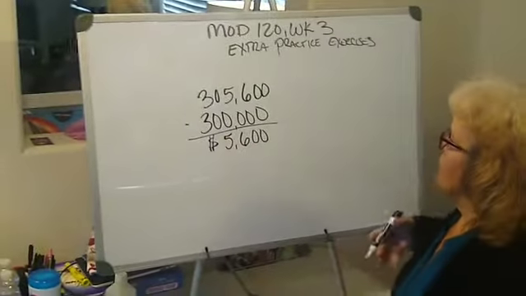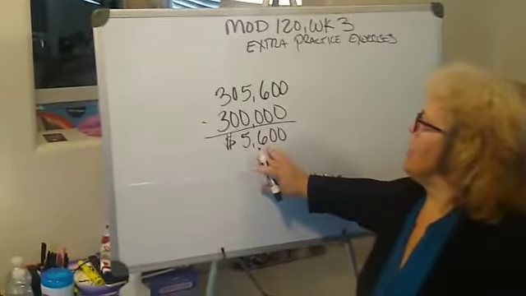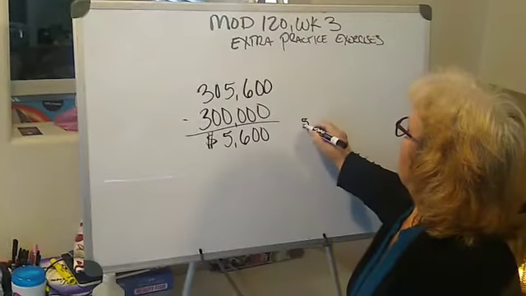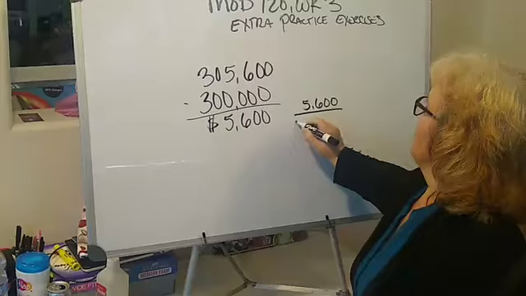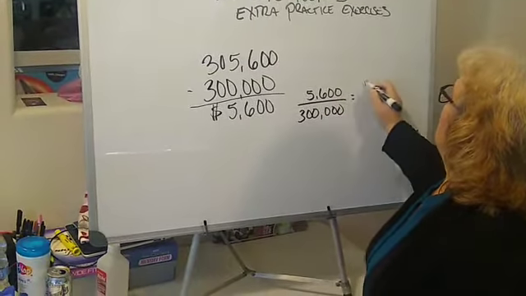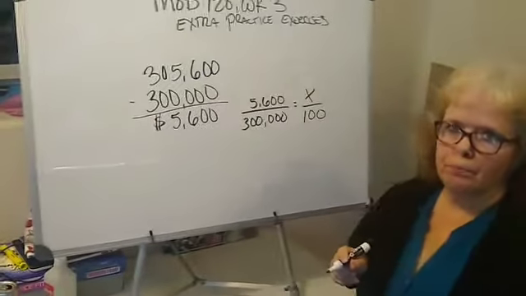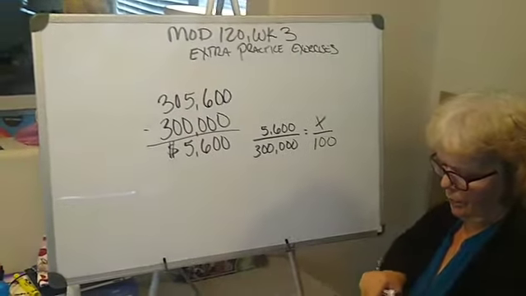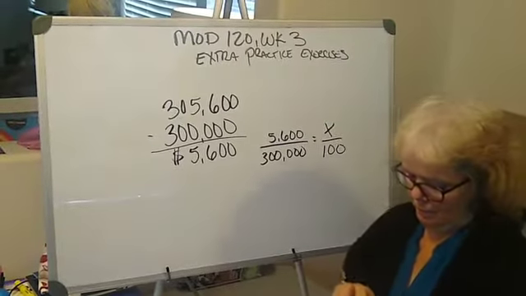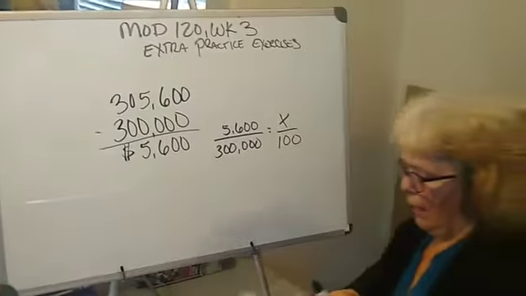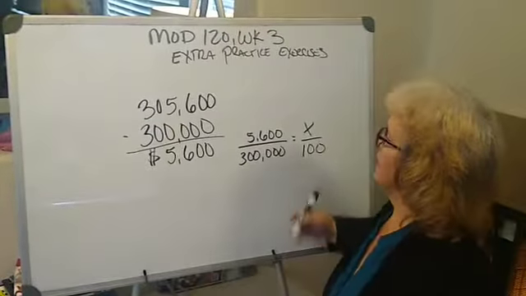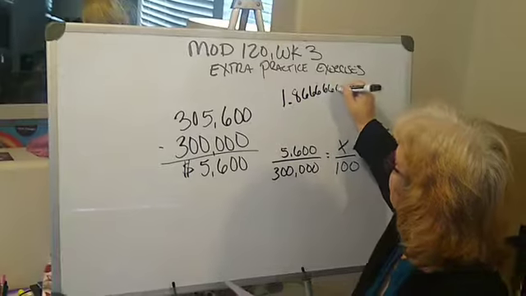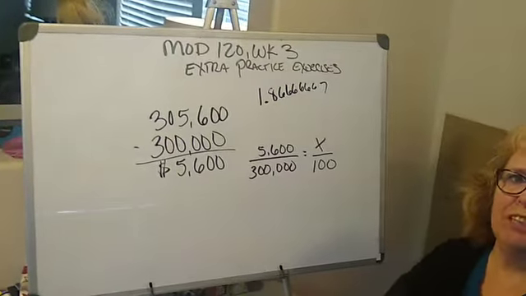So what do we have to figure out? We have to figure out 5,600 is what percent of 300,000. So we'll go over here. 5,600 over 300,000 equals what percent? You guys know the drill? Cross multiply, and then divide. And you get a number that looks like 1.866666667. So we want to round this to the hundredth.